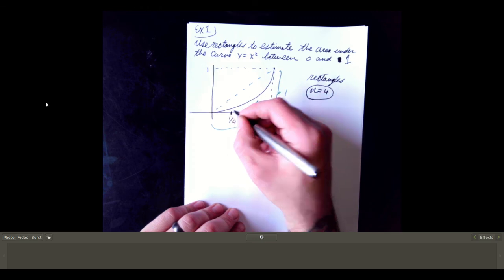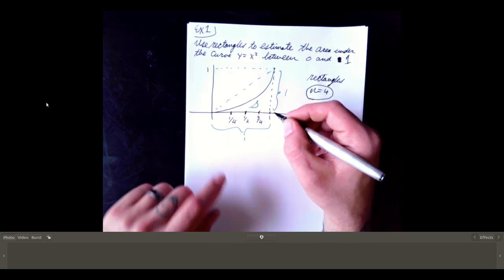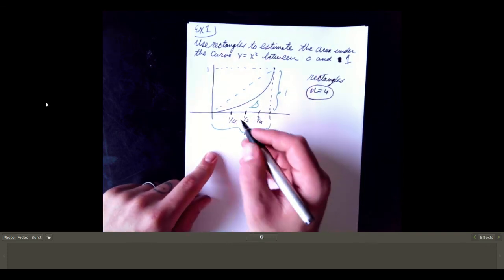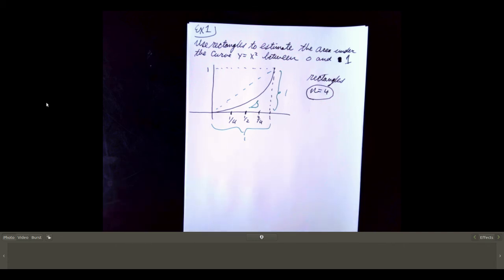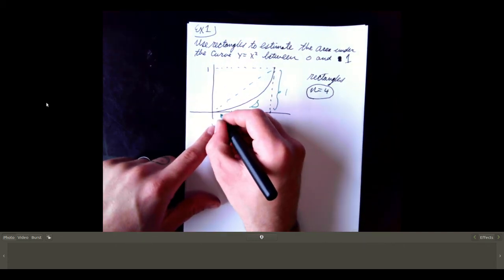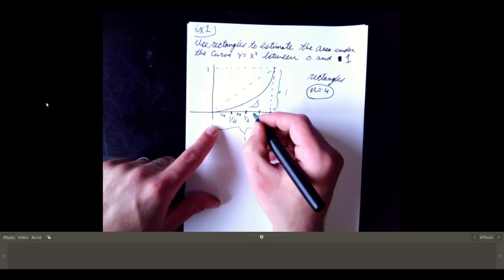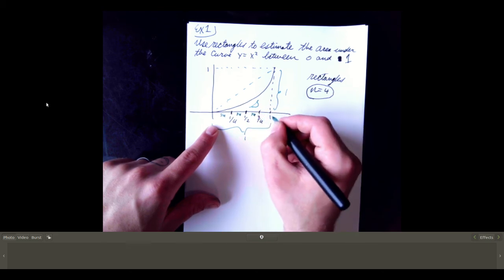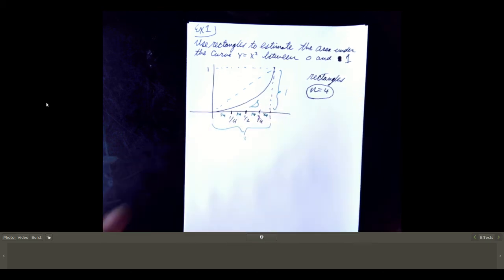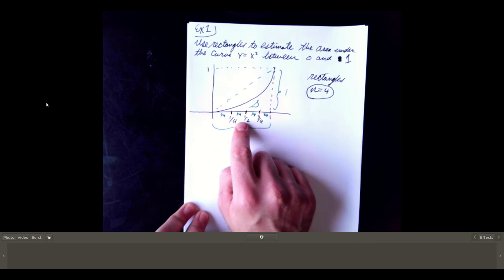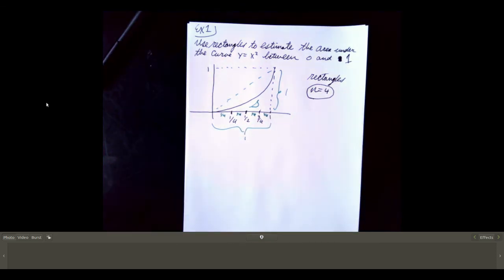So, we've got this number line, coincidentally, evenly divided into 4 equal sections. If you look, that means the width of each of these rectangles is going to be 1/4. From 0 to 1/4 has a width of 1/4. From 1/4 to 1/2 has a width of 1/4. From 1/2 to 3/4 has a width of 1/4, and from 3/4 to 1 has a width of 1/4. So regardless of the height of any of these rectangles, all of their width is going to be 1/4. So now we need to have a discussion about how we get the heights of these rectangles.